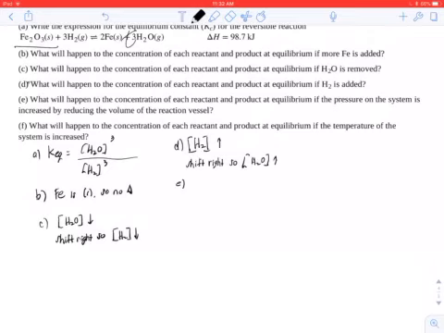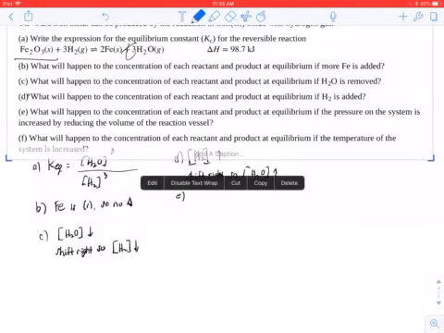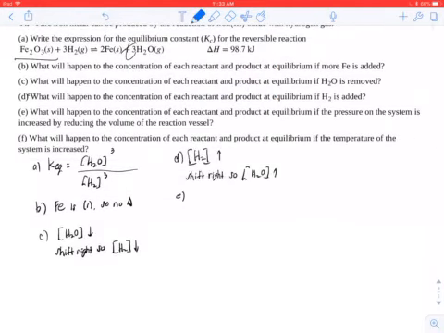Part E, what will happen to the concentration of each reactant and product at equilibrium if the pressure on the system is increased? All right. Now, what you'll see here is that, let me switch to a blue pen. The balanced chemical equation has a 3 here in front of the hydrogen, which means there's 3 moles of gas on the left. And the balanced chemical equation also has a 3 in front of this gaseous substance, so there's 3 moles of gas on the right.